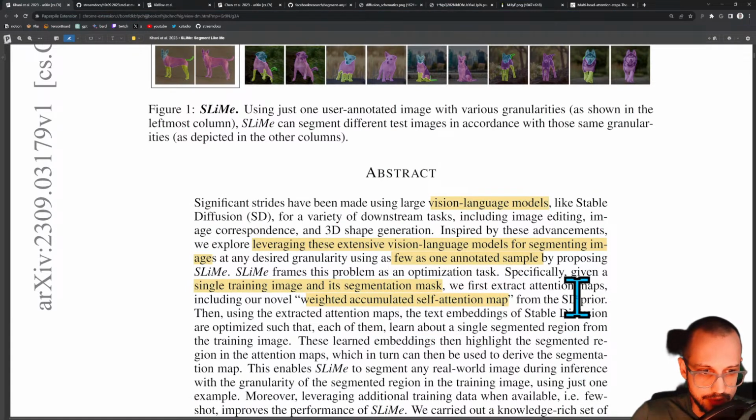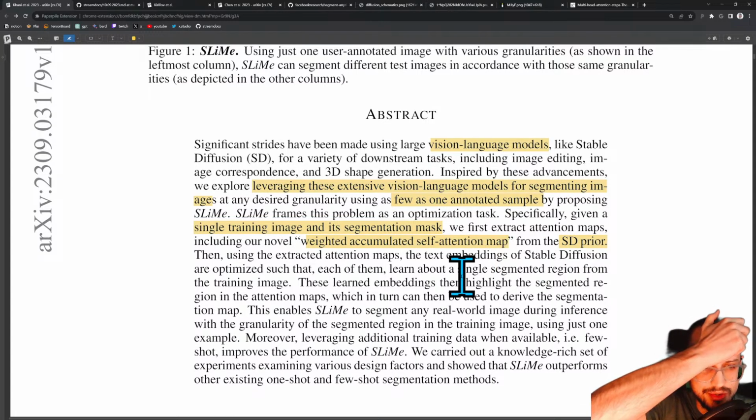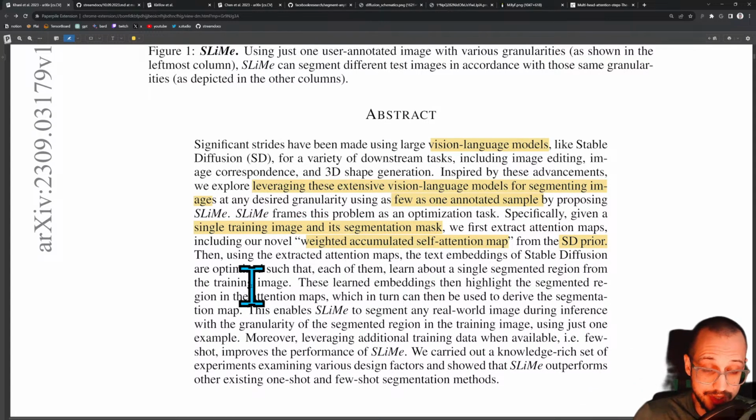From the SD prior. So here they're referring to the fact that the prior, or the thing that they're starting with, is this trained Stable Diffusion model. Which again, rather than saying, hey, this is just a pre-trained model, think of it as Stable Diffusion being really a compression of a giant vision language data set. Yeah, I think it's a really clever use of Stable Diffusion in order to create a very powerful segmentation model.